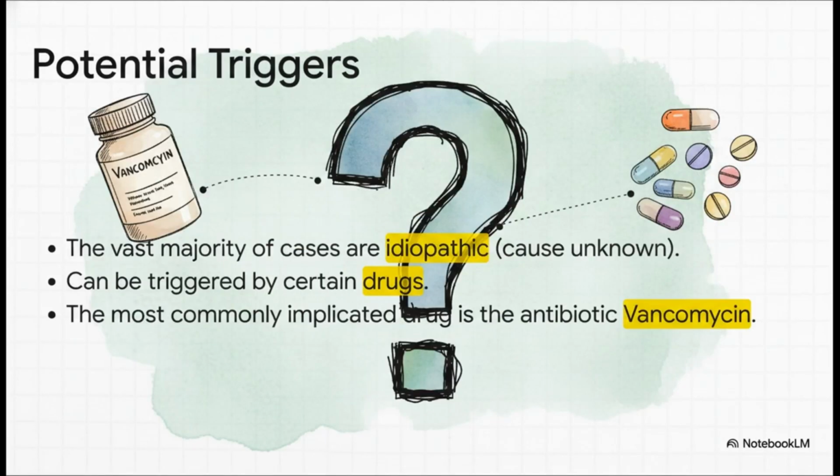Now, for most cases, we call them idiopathic, which is just a fancy way of saying we don't know what causes it, but it's not always a total mystery. We do know it can be triggered by certain medications, and the one that gets named most often is the antibiotic vancomycin. So this is a huge reminder: taking a really thorough drug history is absolutely critical.